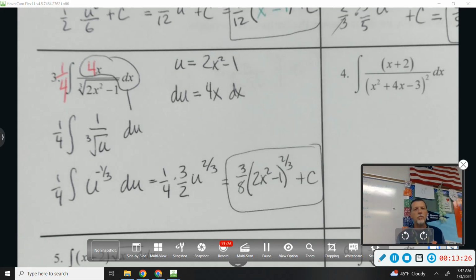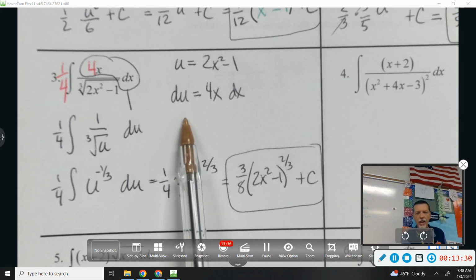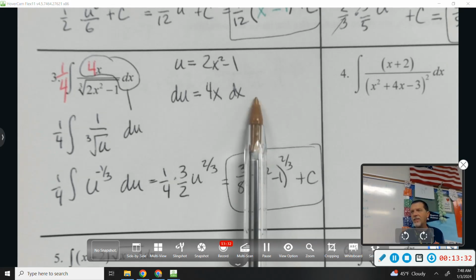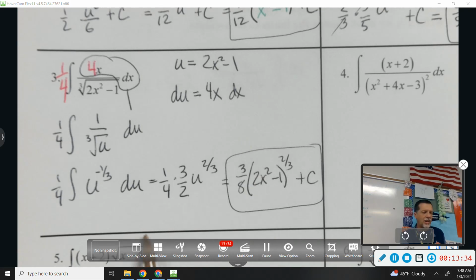So we took a couple of smaller shortcuts on that one. We didn't write du dx. We just wrote du and stuck the dx on the other side. And then I held off on the plus c until the very end. So 2 easy things to save a little bit of time.